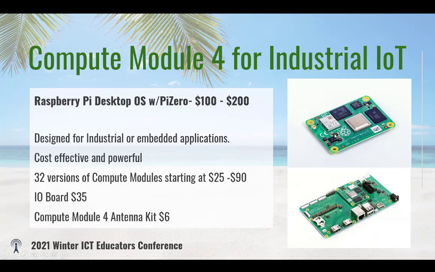There's all kinds of varieties of versions. The lowest one is $25. The most expensive one is $90. The I/O board is $35. You can get an antenna. You can embed these into TVs for displays.